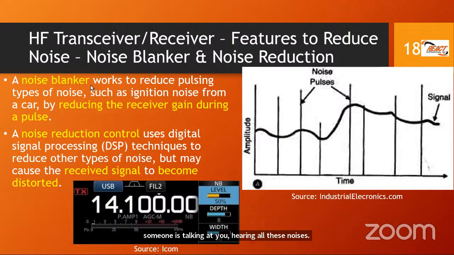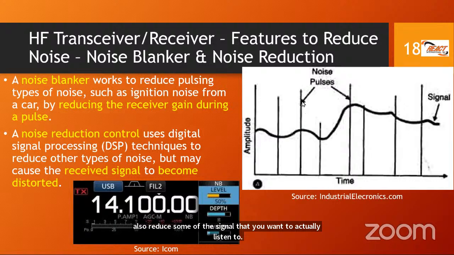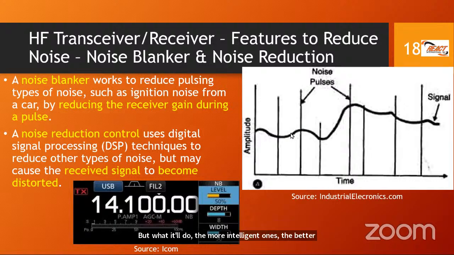Now remember, when you turn on a noise blanker, it might also reduce some of the signal that you want to actually listen to. But the more intelligent ones, the better ones, will focus on what we call the noise pulses. So you'll see this is your signal here that you're trying to receive, and then you have all sorts of noises that'll be there. And the noise blanker, when you turn it on, will attenuate or reduce the receiver gain to reduce these noise pulses. It'll probably reduce your signal a bit as well, right?